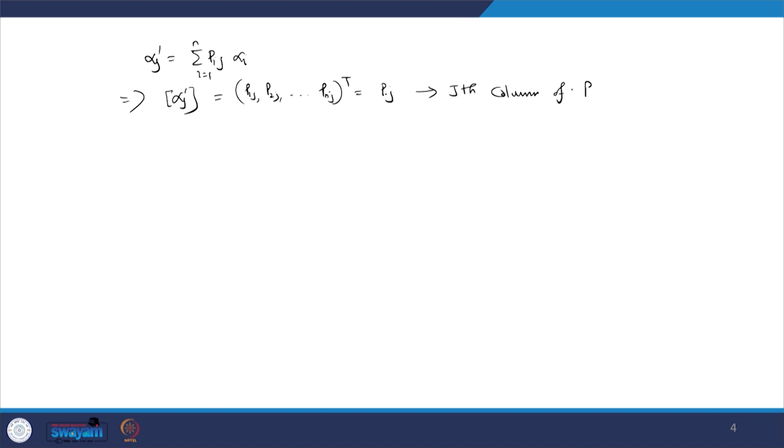We have seen alpha_j prime is equal to sigma P_ij alpha_i, i equal to 1 to n. This implies the coordinate matrix of alpha_j prime will be equal to (P_1j, P_2j, ..., P_nj) transpose. So, this is basically the jth column of P matrix. So, this is with respect to B please. So, let me conclude it.